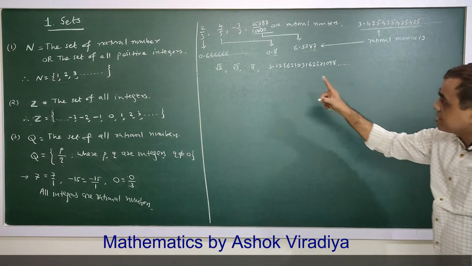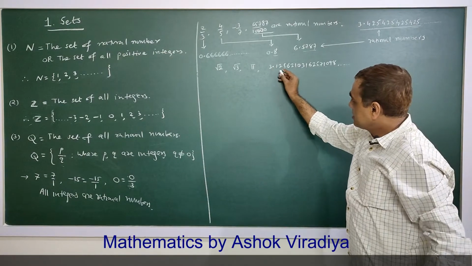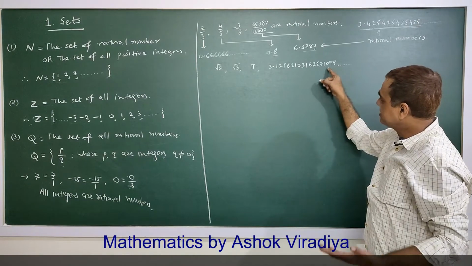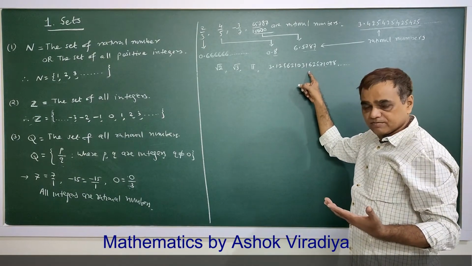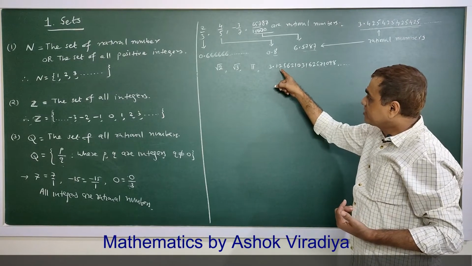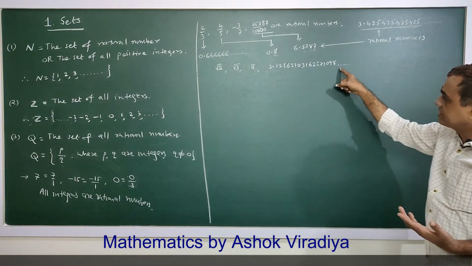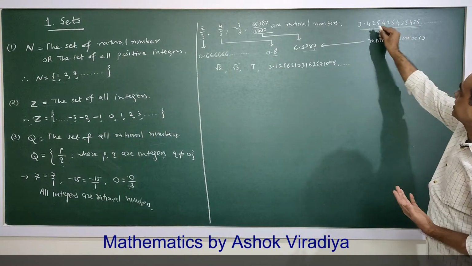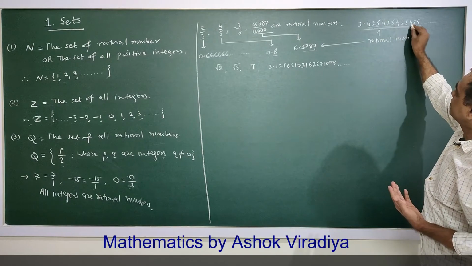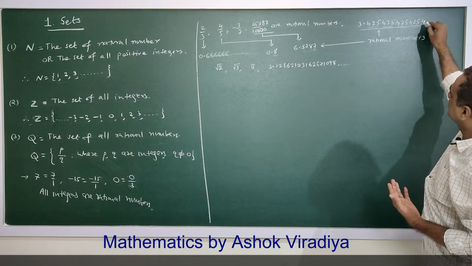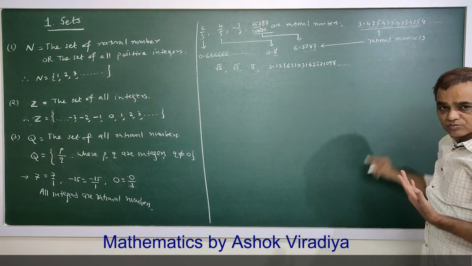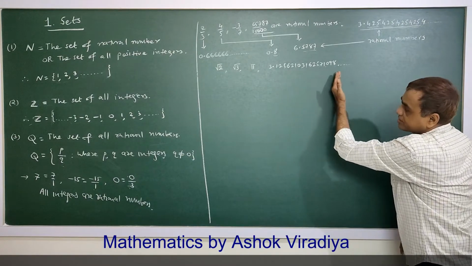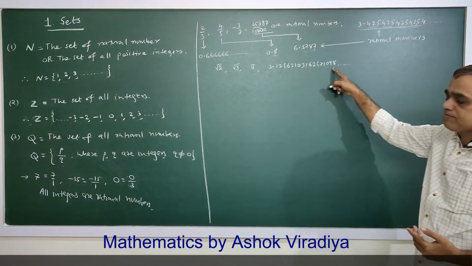But if in any number you do not find recurrence of any single digit or bunch of digits, neither recurrence of a single digit nor of a bunch of digits, which digit will come next, that we don't know. Here we can say, because 4 2 5, 4 2 5, 4 2 5, here next will be 4, then it will be 2, then it will be 5. But here we can't say. Irregularity of digits. So this number is irrational.